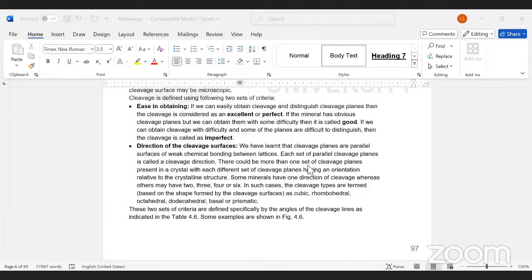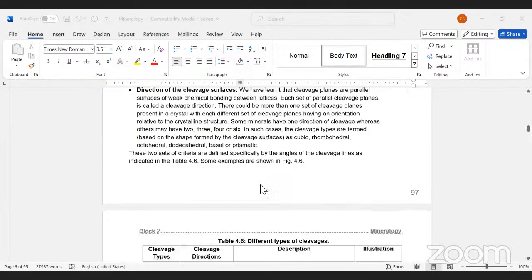Or sometimes maybe we are unable to find them. Those are very difficult, and those are distinguished or different from the previous one. So those cleavages are known as imperfect. It is known as the different directions which are formed. The direction is known as the cleavage direction.